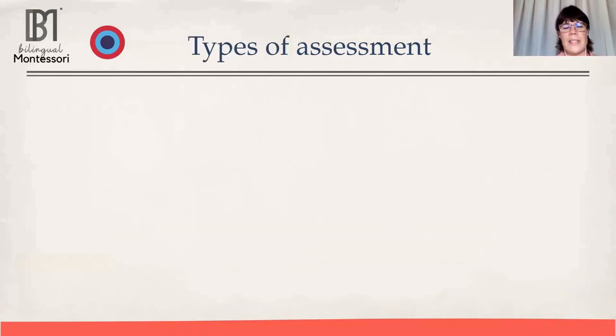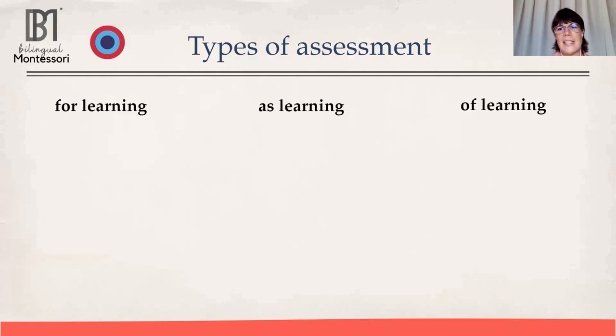In terms of the types of assessment, there are three basic types: assessment for learning, assessment as learning, and assessment of learning. Again, for those languages that are not as lucky as English, where the word learning is the central point and only the prepositions change, we have other words that define these types of assessment. For learning is diagnostic. It helps us to diagnose and follow the learning process.